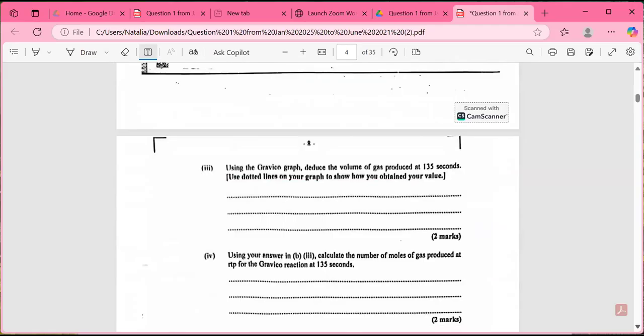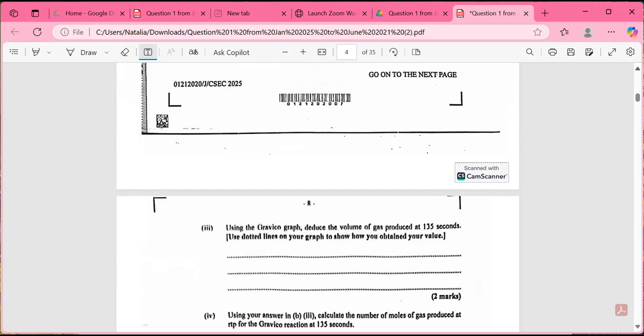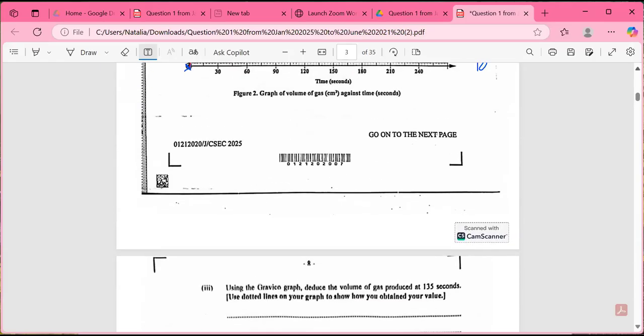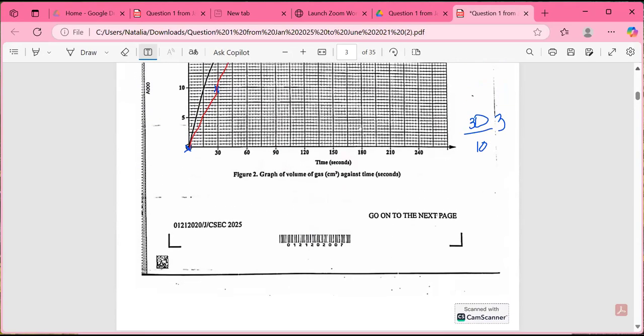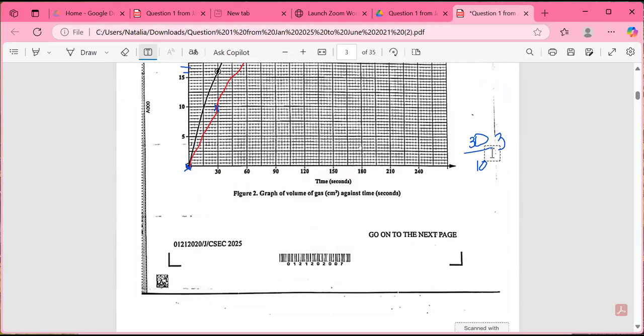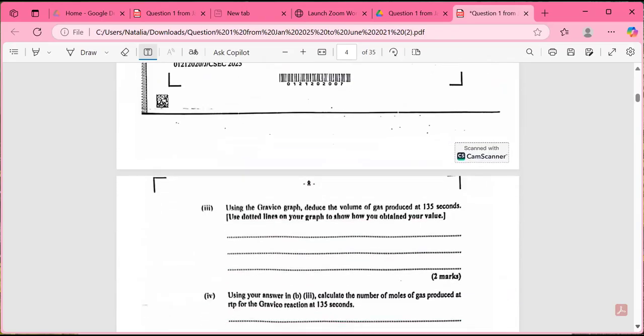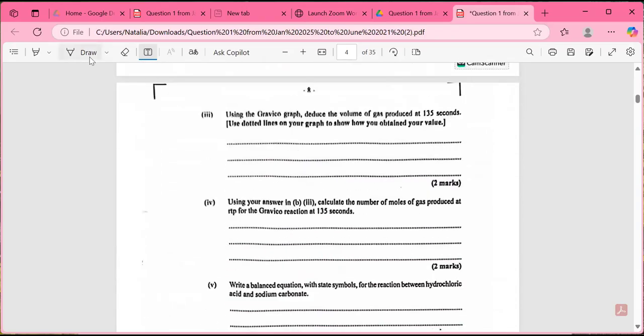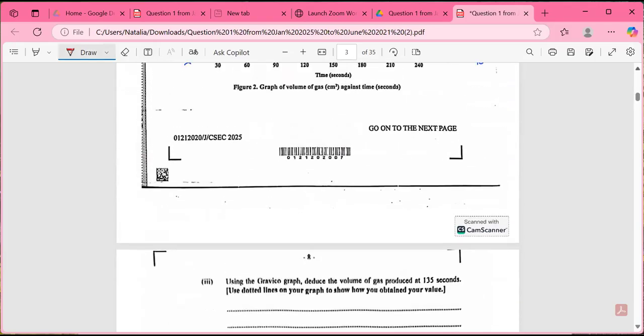Using the Gravasio graph, deduce the volume produced at 135 seconds. So again, this is where our value on the x-axis is significant, and it says use a dotted line on your graph to show how you obtained your value. So remember, we're going up by 3 on the x-axis. We're looking for 135. So we're going to count the 3 until we get to 135.